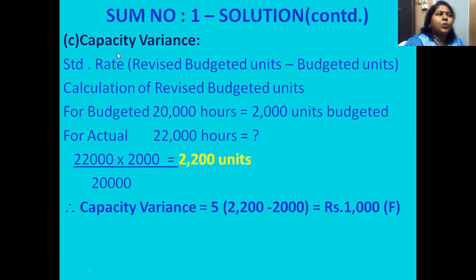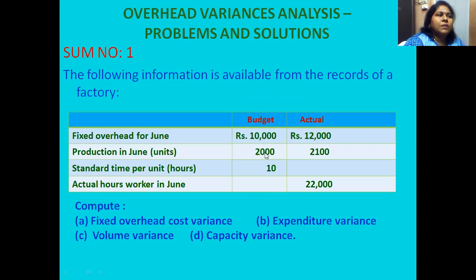The third question is how to calculate the capacity variance. For this, you need to compare the revised budgeted units with budgeted units. How to calculate the revised budgeted units? It is not given in the problem. We need to work out the revised budgeted units. How to work it out? Just compare. For budgeted 20,000 hours, we are supposed to produce 2,000 units. How did I get 20,000 hours? Look at the problem. The production in June as per the standard is 2,000. For producing a single unit, it takes 10 hours. So as per the standard, how many hours?